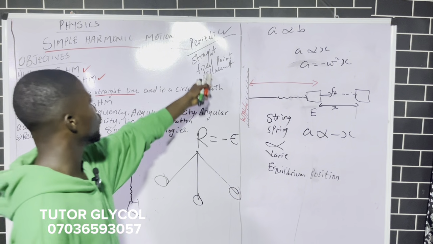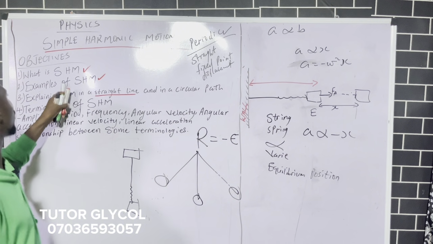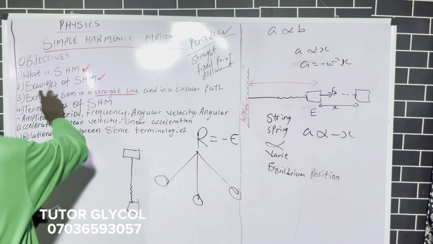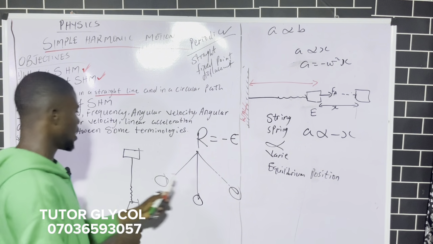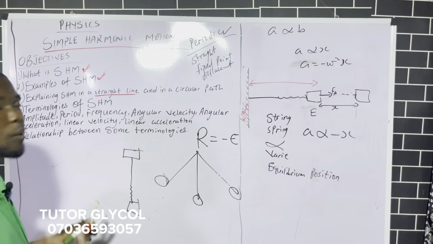So that's just what simple harmonic motion is. We have been able to do simple harmonic motion, and we have been able to get examples of simple harmonic motion. I just gave you the simple pendulum, and the mass-spring system. We have other ones though.